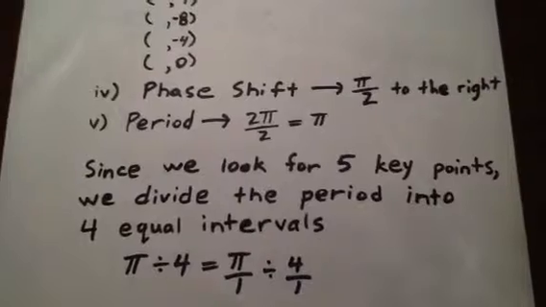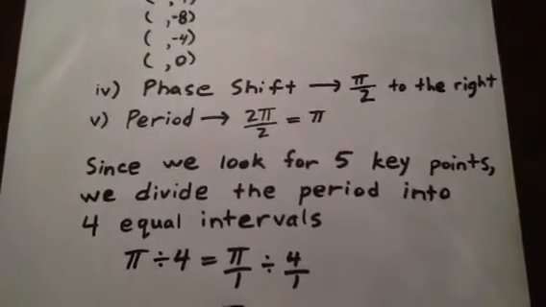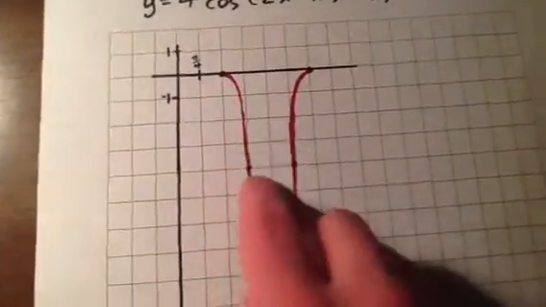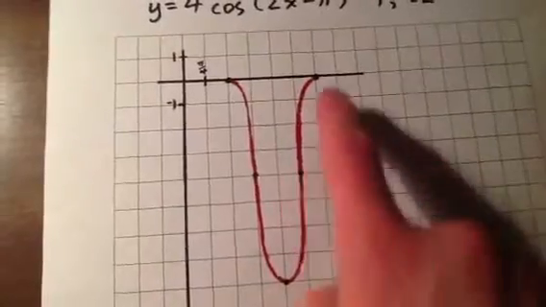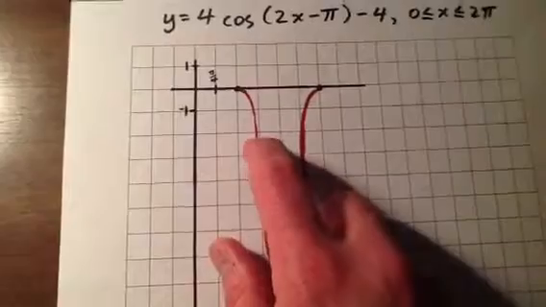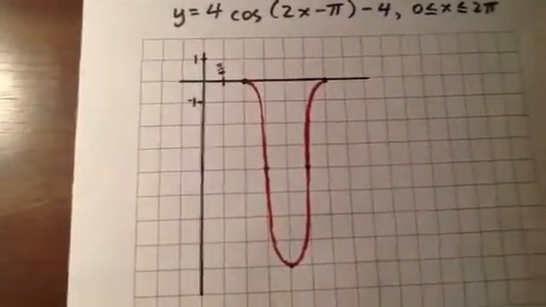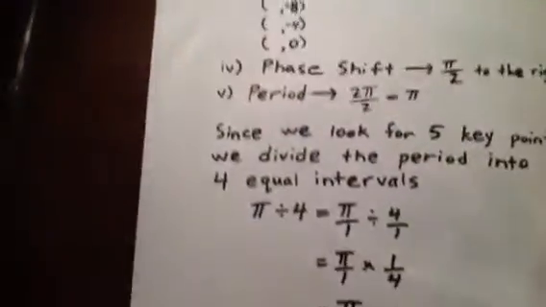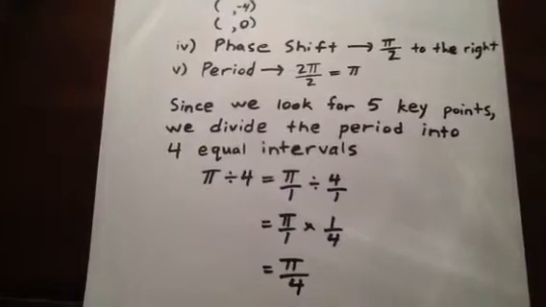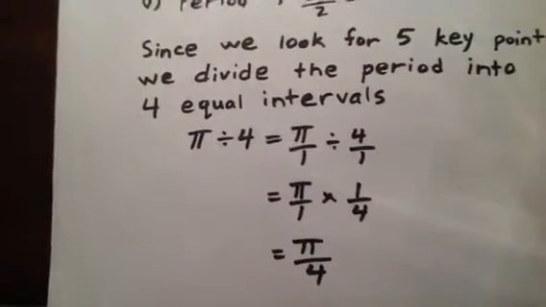Since we have 5 key points we're looking at, we can divide our period into 4 equal intervals. And here's what we mean. Ultimately, we have 5 key points given by these black dots. And if you look, that means that we actually have 4 equally lengthed intervals horizontally. Okay? So how are we going to decide how big each of those intervals is? Well, we're going to take our period and divide it by 4. Pi divided by 4 ultimately equals pi over 4.